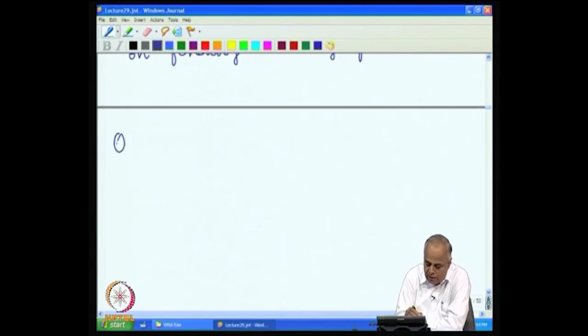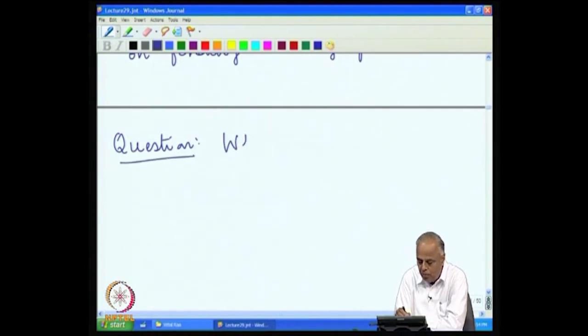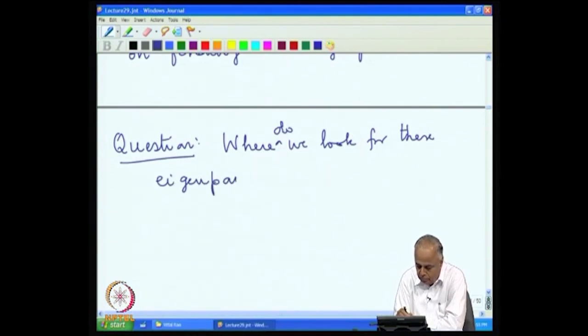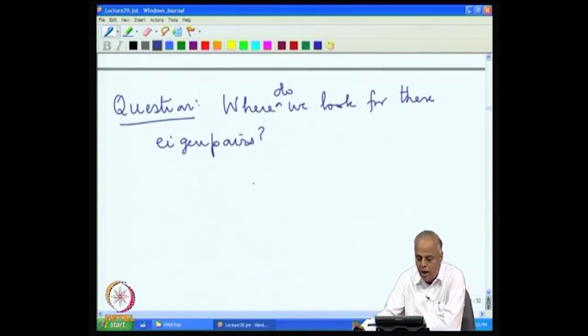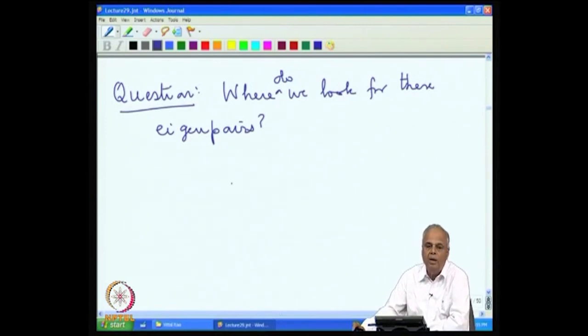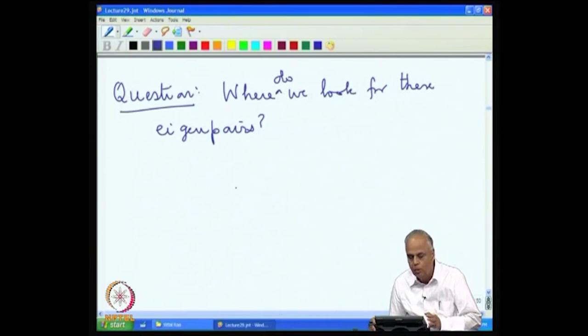So, the question that arises: where do we look for these eigen pairs? That should be our main goal. In fact, this search for these eigen pairs is going to occupy the main analysis of the diagonalizability or otherwise of a given matrix. So, we shall now begin our analysis to find the answer to this question of where do we look for these eigen pairs.